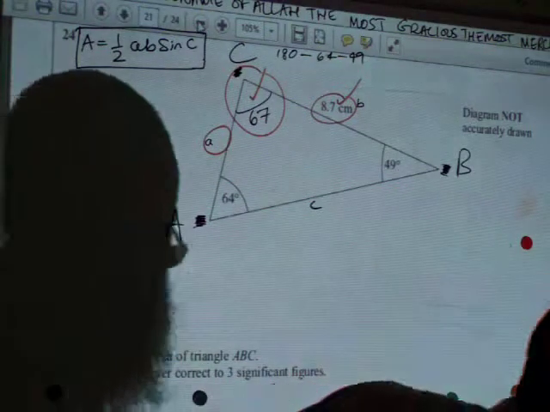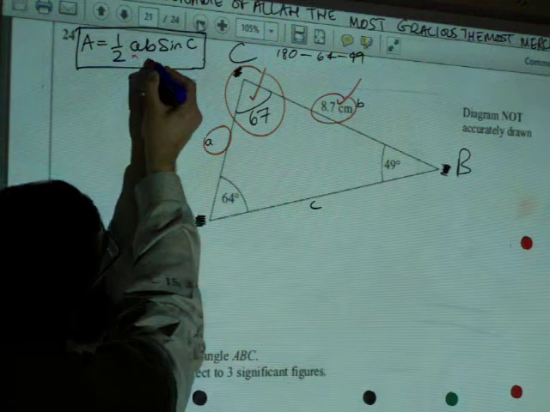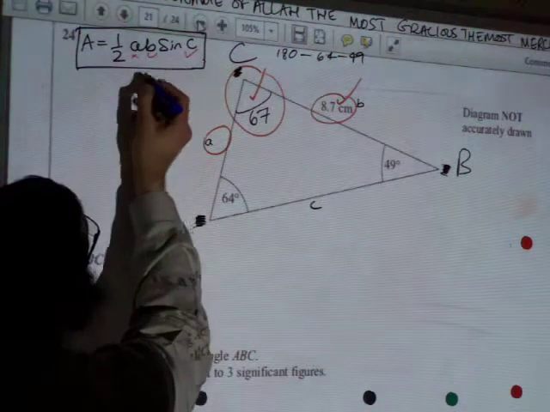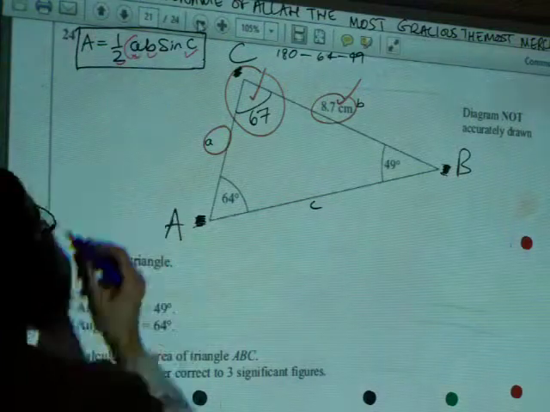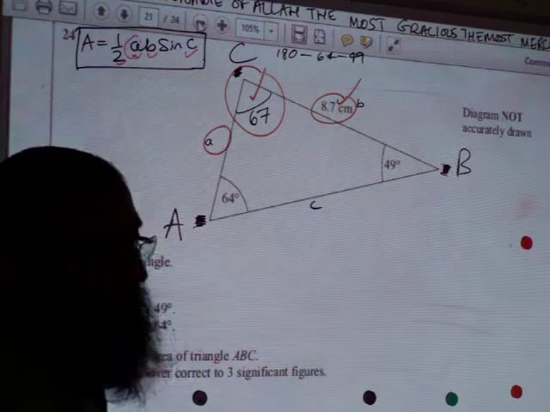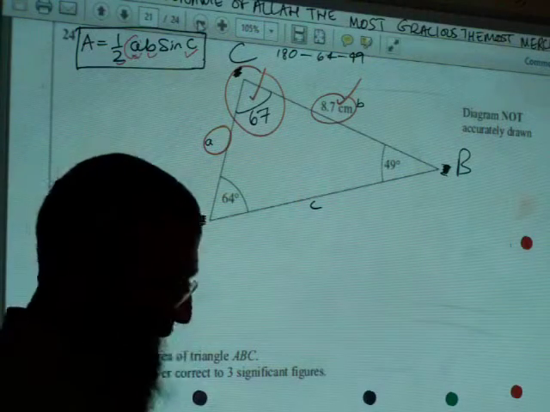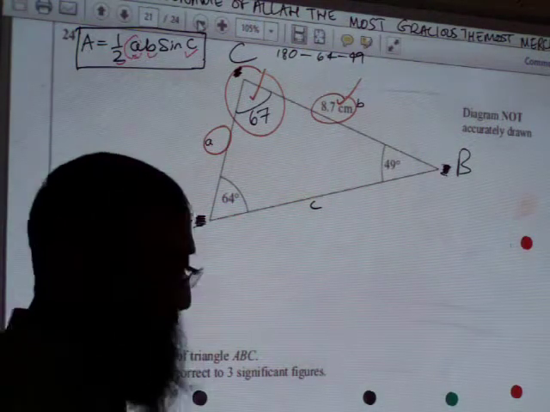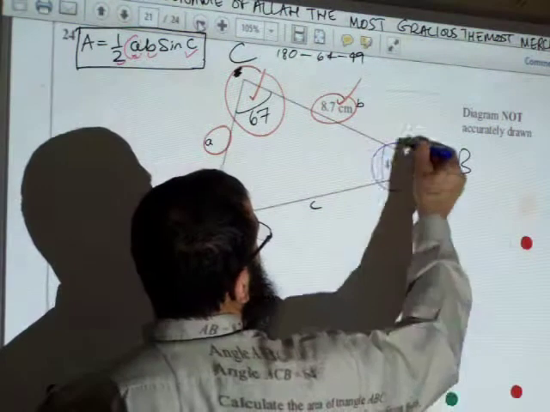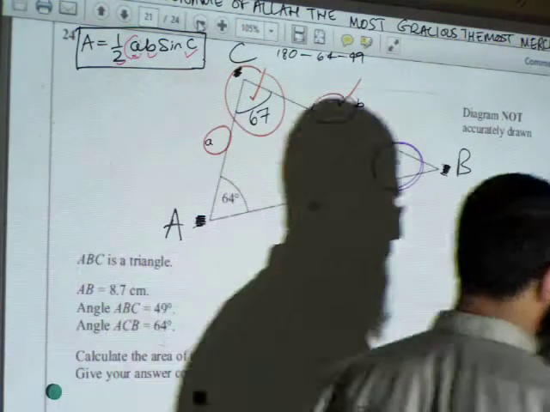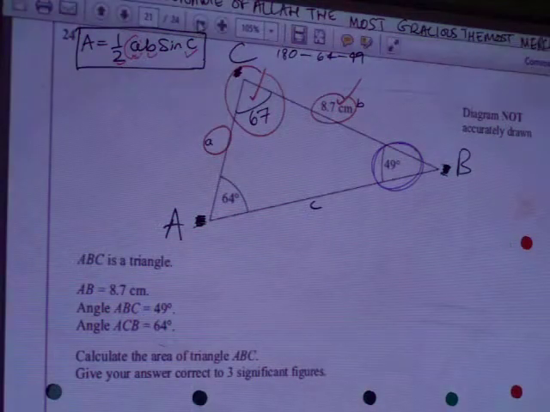What do we know? We know from the formula, we don't know a, we do know b, and we know what the half is, that's just a constant. So we need to work out the a. Okay? Now how do we work out the a? Now that we've got to the angle, we look for, we call it pairs. So, 49 degrees, that pairs up with, come again, yeah.